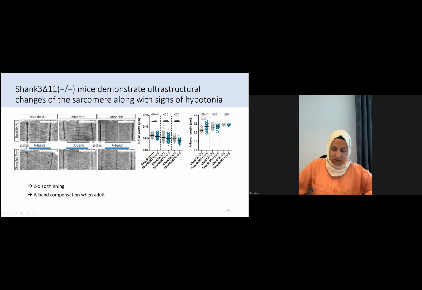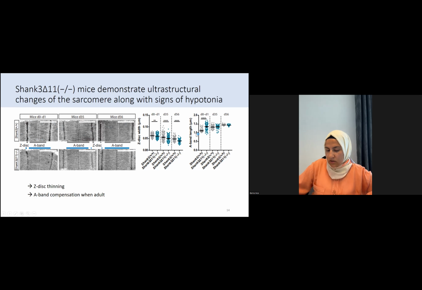So, ultrastructural analysis of skeletal muscle sarcomeres demonstrated considerably thinner Z disc width in SHANK3 knockout mice in all ages. So we measured the Z disc and the A band, because during the contraction, these are the only structures that are not getting shortened or getting longer, so they are stable.